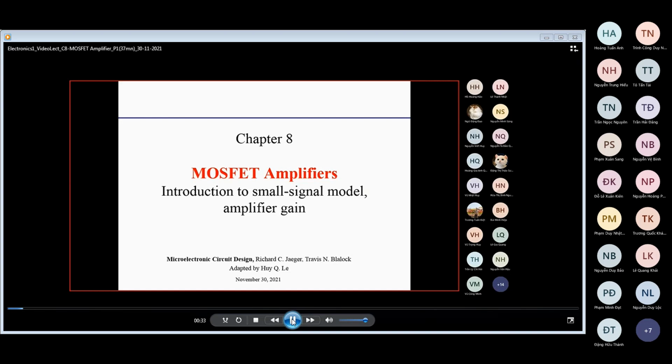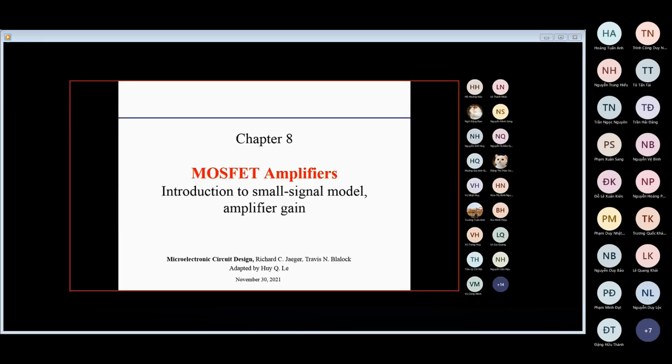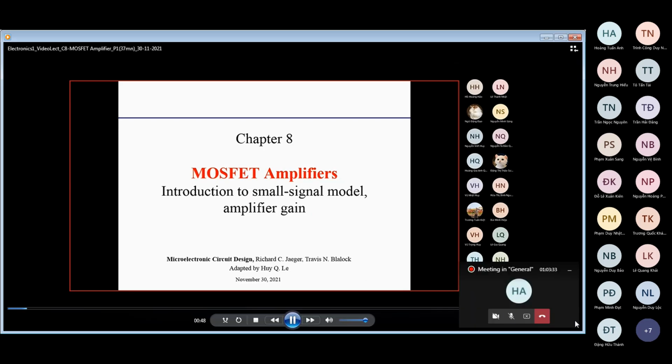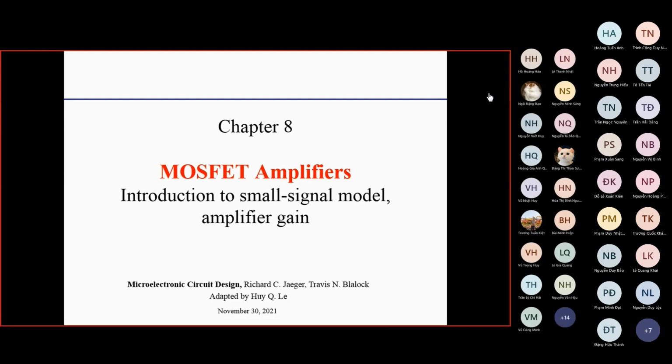So today we will consider the very first application of MOSFET, that is for analog amplifier. Can you already hear the sound? Yes. Okay, perfect. So again, in the last chapter, we have considered the basics about field effect transistor, including the structure, the working principle, the basic characteristic curves, including the output characteristic curve and the transfer characteristic curve, right?